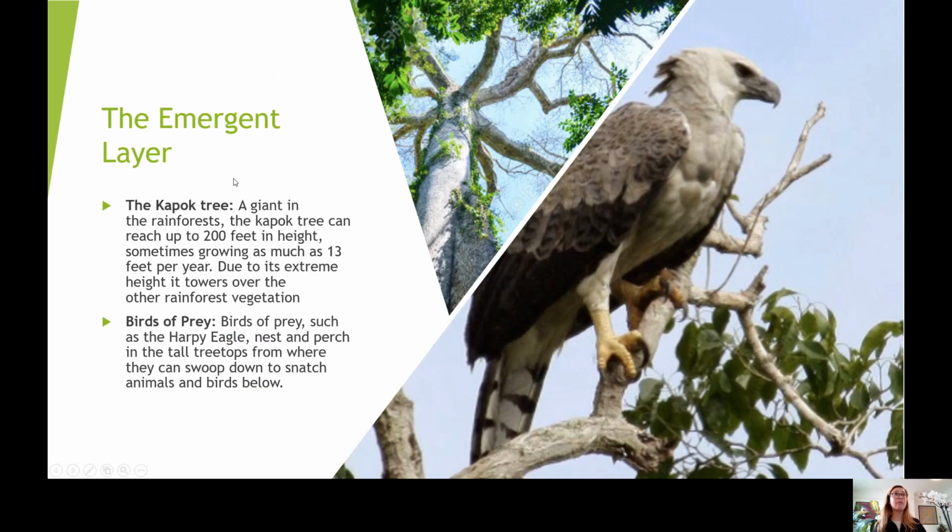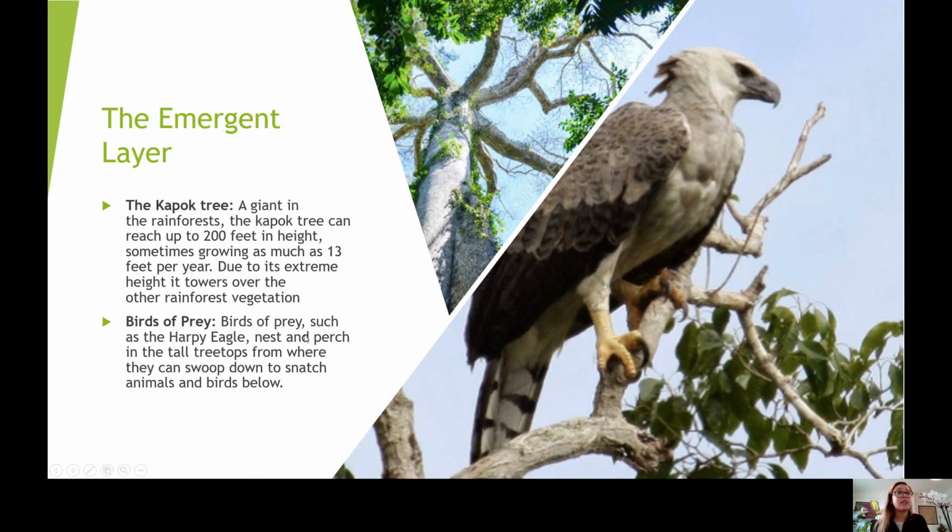Let's read a bit more about the emergent layer. So which layer is this? Thinking about it? Yes, it's at the top. The kapok tree. A giant in the rainforest, the kapok tree can reach up to 200 feet in height, sometimes growing as much as 13 feet per year. You can almost see it grow. It grows so quickly. Due to its extreme height, it towers over rainforest vegetation.